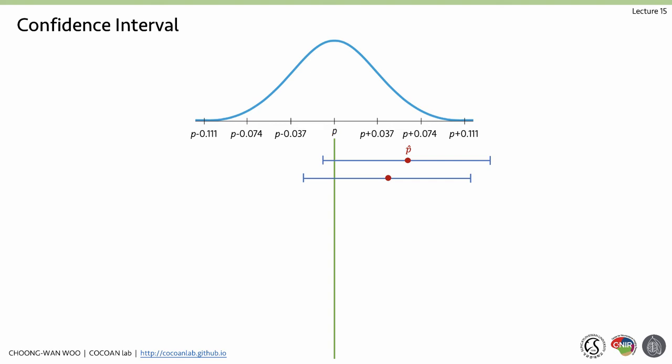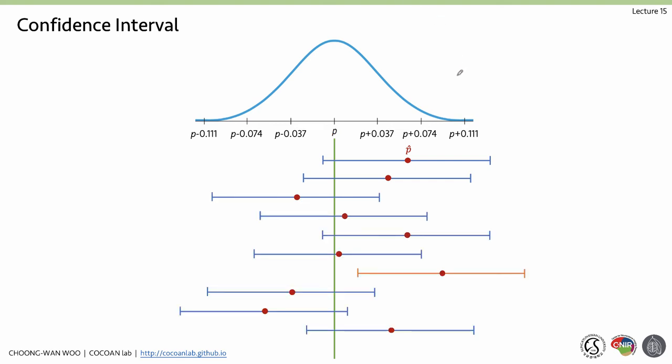When we repeat the sampling over and over, 95% of sample confidence intervals will include the true P. So there could be some samples that do not include the true P, but 95% of the time it is going to include the P. So we are 95% confident that my sample's confidence interval includes the P. That's what a confidence interval really means.